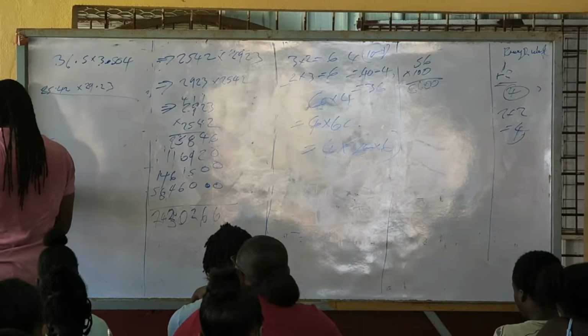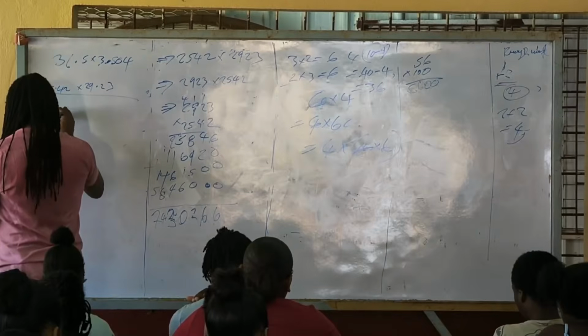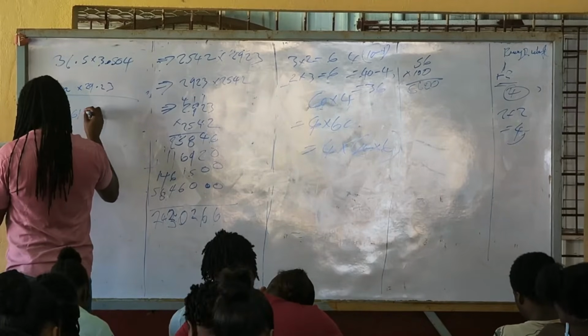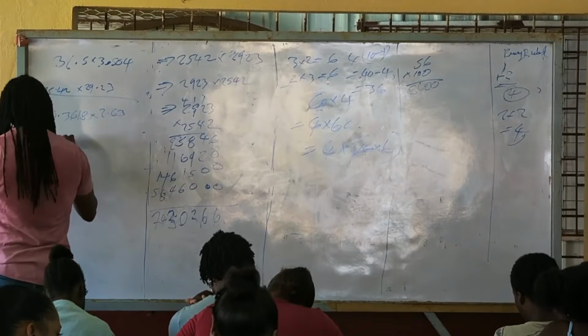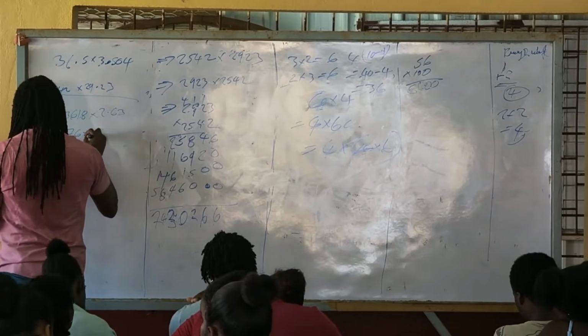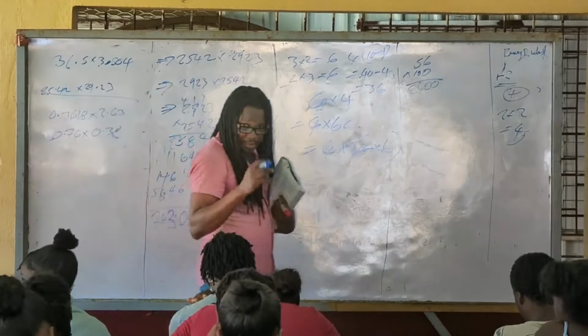Are you understanding, first of all? 0.3618 times 2.63. 0.76 times 0.38. Madison, are you understanding?